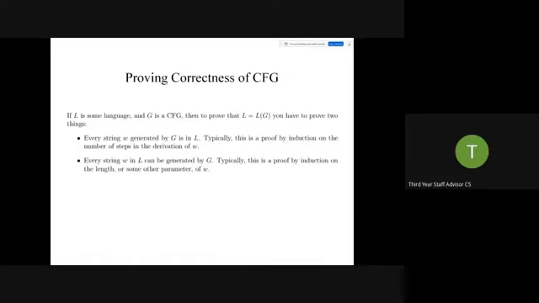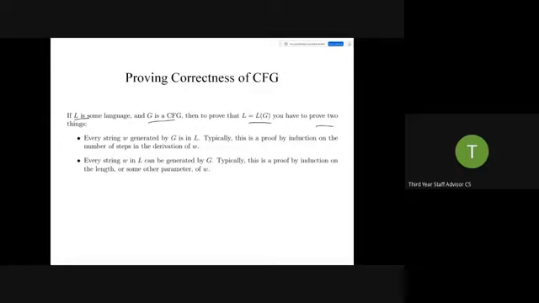So next we are proving correctness of a context-free grammar. In order to prove the correctness of a context-free grammar, we take a language L, where L is a language and G is a context-free grammar. Then we have to prove that L equals L of G. That is, the context-free grammar G must have a language, which is represented as L of G. To prove this, we have to prove two things. First, every string W generated by G is in L.